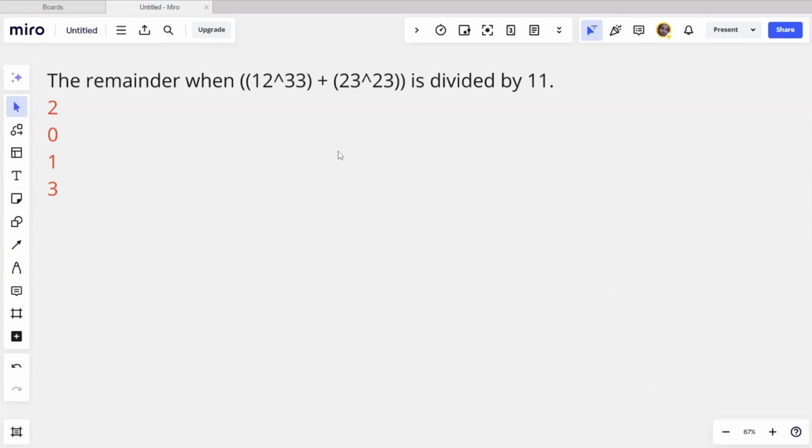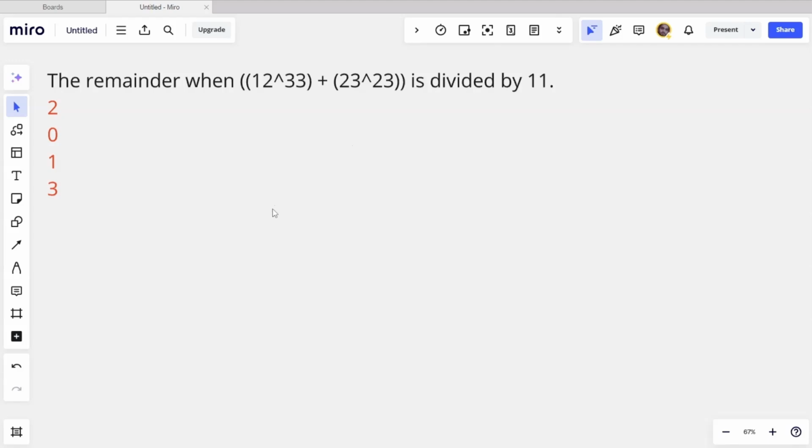So as you can see, this is our question. The remainder when 12 raised to the power 33 plus 23 raised to the power 23 is divided by 11. Let me clarify: if you don't know the concept of remainder cycle, you will not be able to solve this question. So it is recommended that you should know the concept first, and after that you should try to solve this question. So let's come to the question.